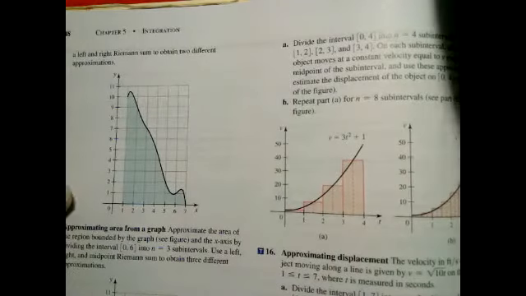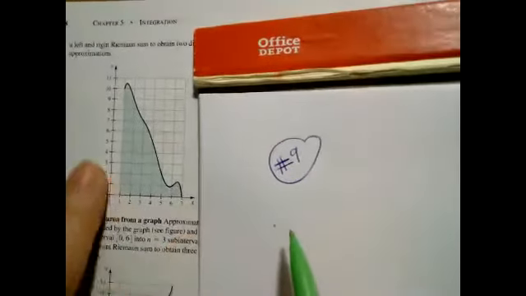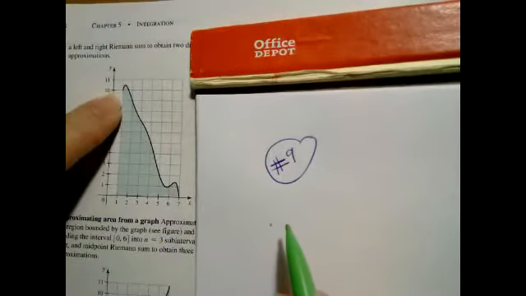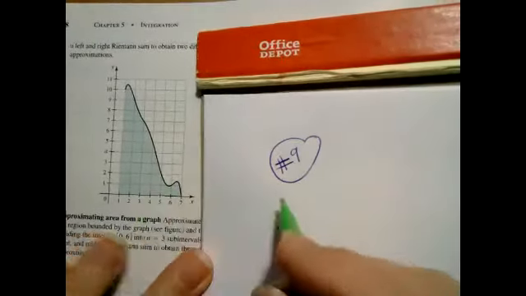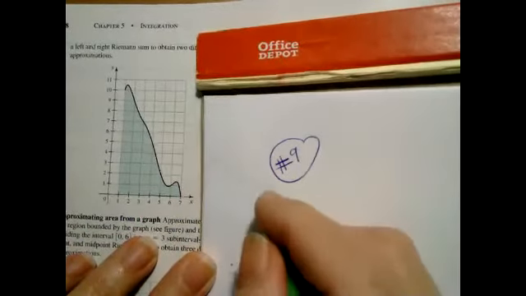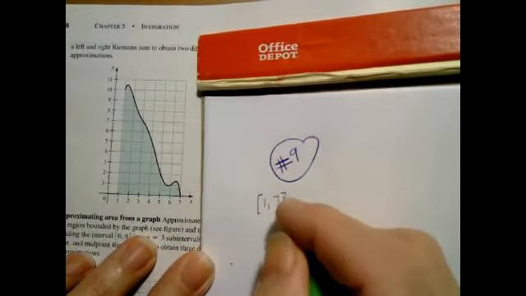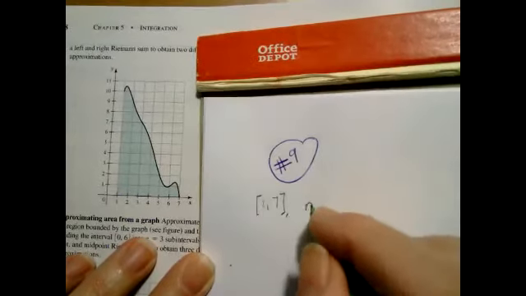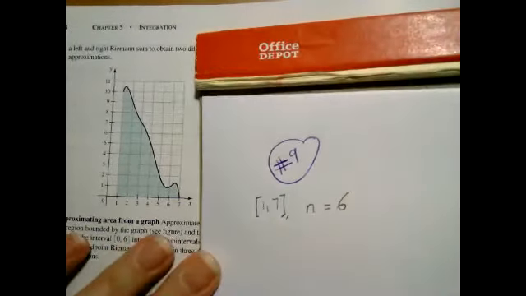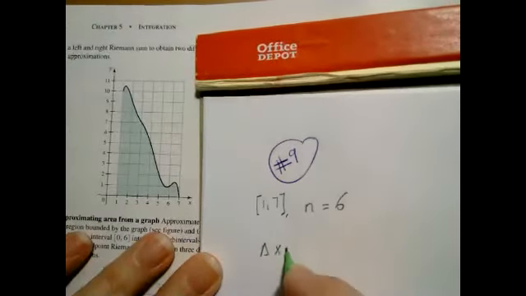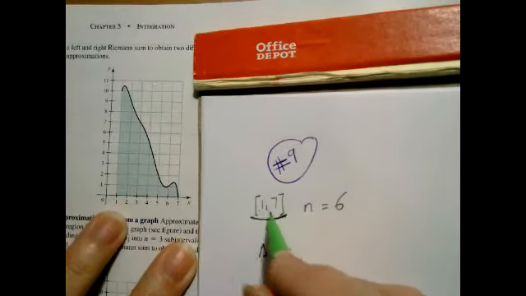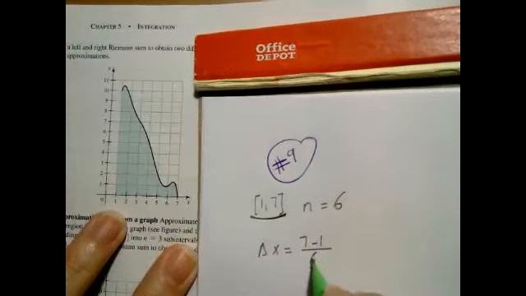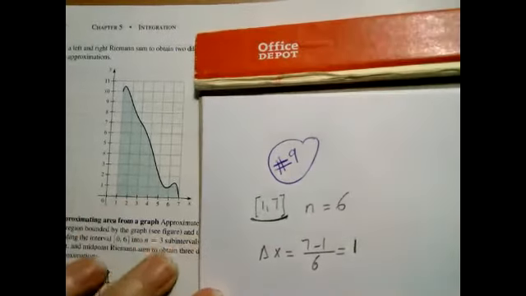So the problem is exactly like we did in class, but here, instead of having the values obtained by a formula, the graph gives us the values. So my interval is [1, 7], and the number of subdivisions is equal to 6. So the delta x, the length of every subinterval, is 7 minus 1 over 6, which is equal to 1.